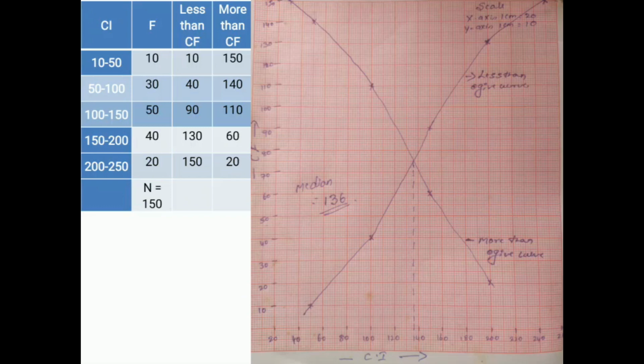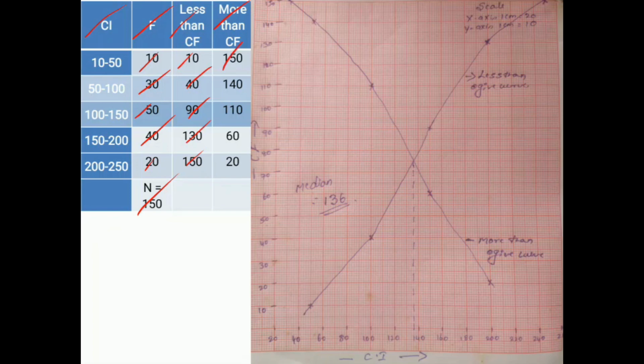So how to draw this, I've directly given in the graph sheet, solved and represented here. First you need to have a class interval column, frequency column, and less than cumulative frequency. Less than cumulative frequency is the same as the cumulative frequency you solved already. So the first value will be 10. 10 plus 30 is 40. 40 plus 50 is 90. 90 plus 40 is 130. 130 plus 20 is 150. Done.